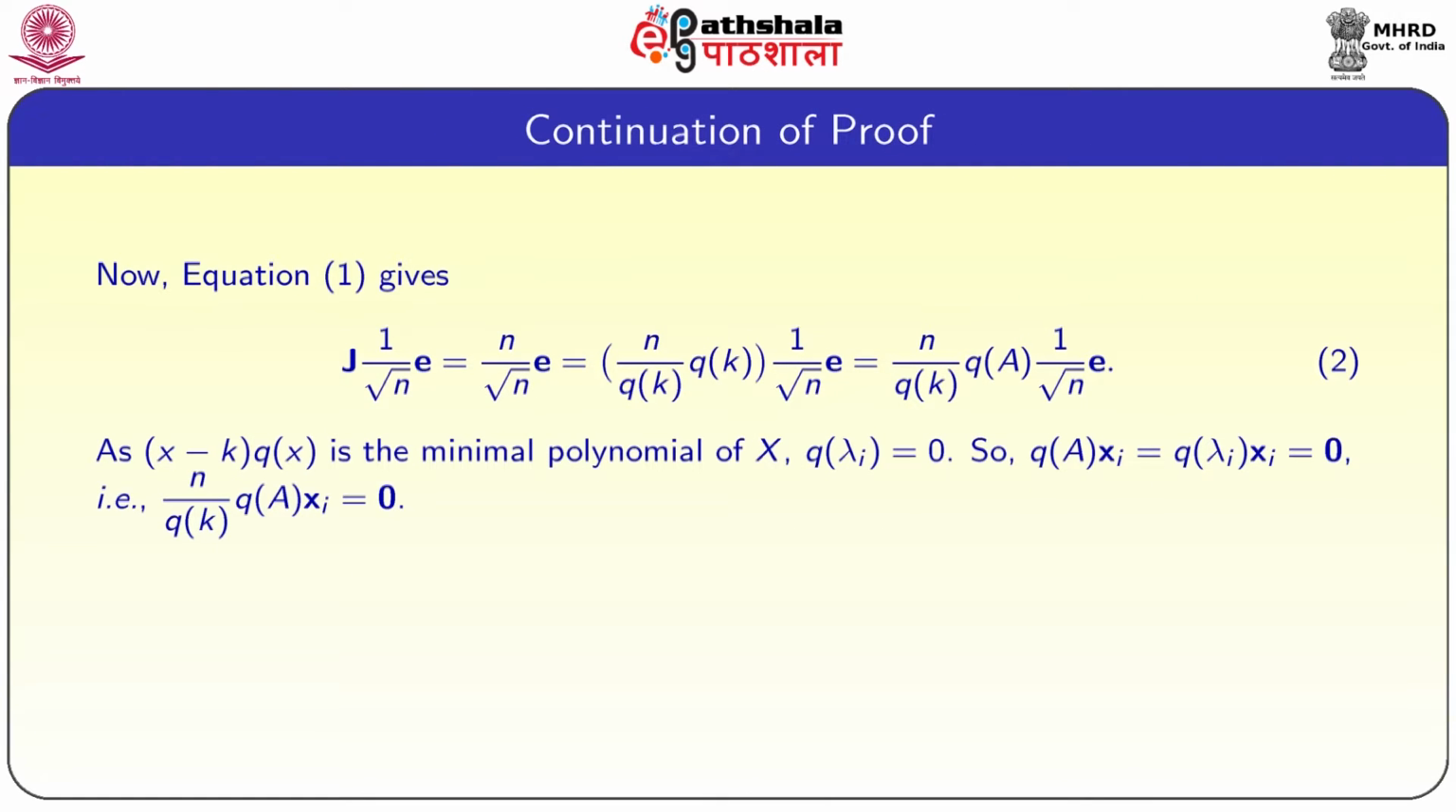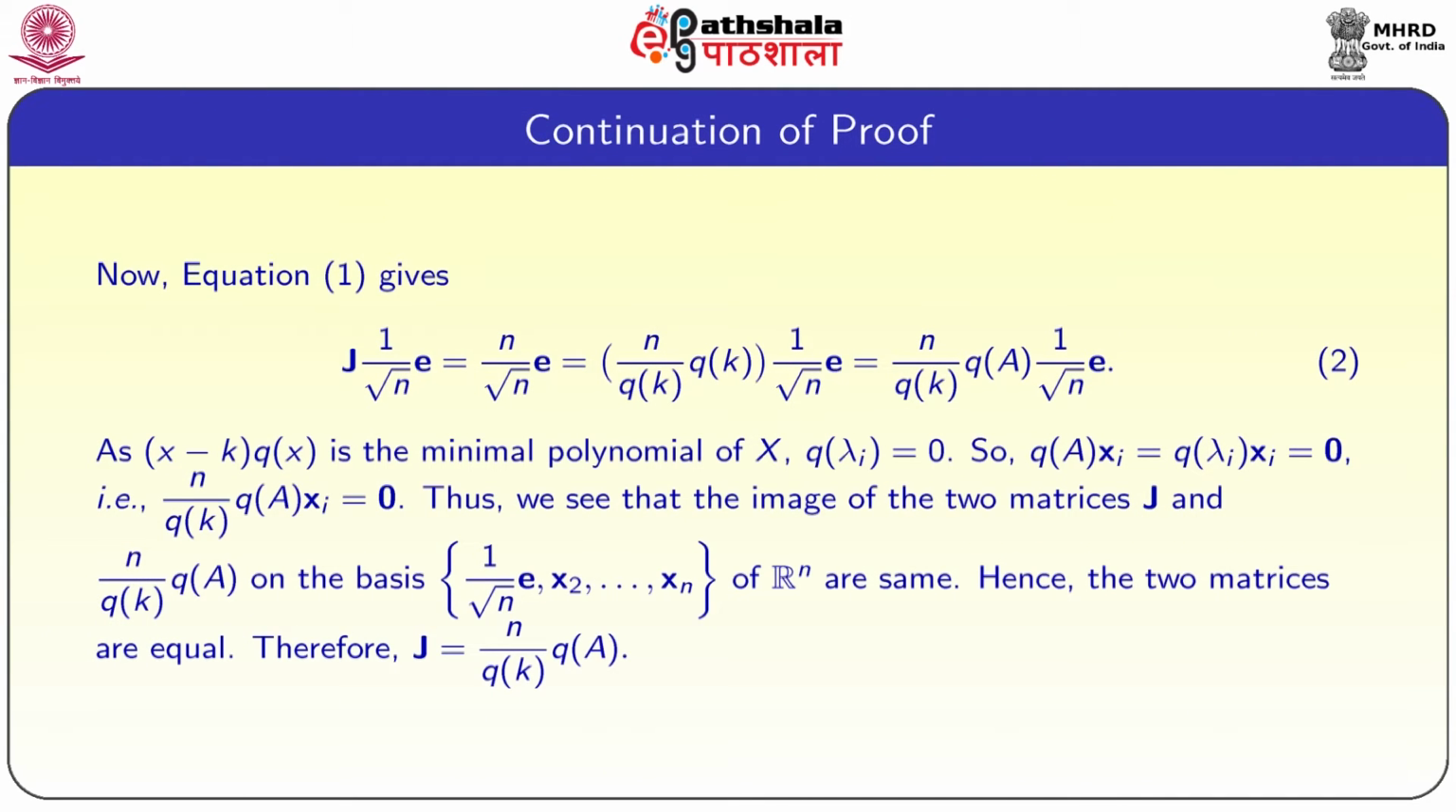Now, equation 1 gives J times 1 by root n times e is equal to n by root n times e, which is equal to n by q of k times q of k times 1 by root n times e. So, this is equal to n by q of k times q of A times 1 by root n times e. As (x minus k) times q of x is the minimal polynomial of X, q of lambda is equal to 0. So, q of A times xi is equal to q of lambda times xi, which is equal to 0, that is, n by q of k times q of A times xi is equal to 0.